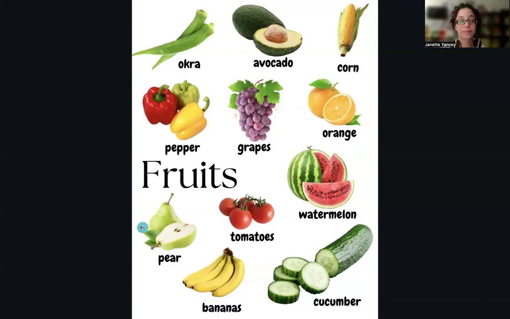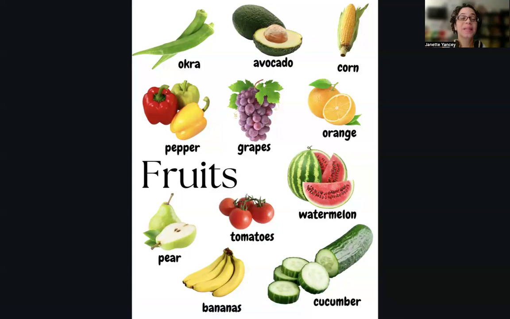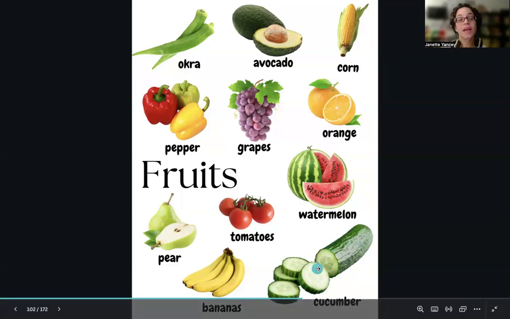Pears. Peppers. Watermelons. One banana. Many bananas. And of course, cucumber.